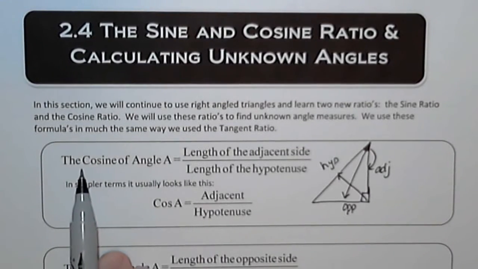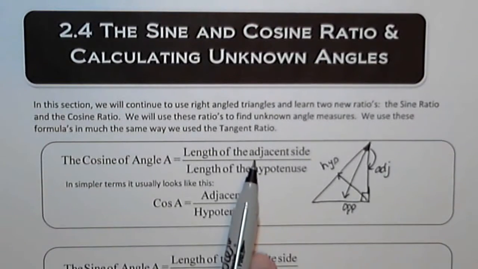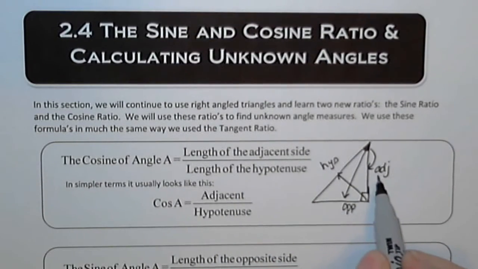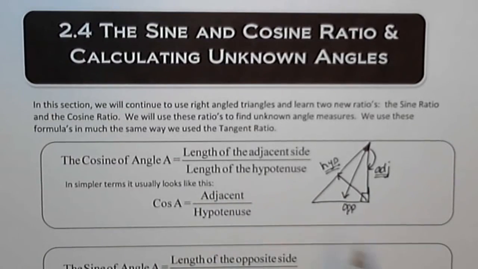Today we're going to learn first of all about the cosine of angle A, and the cosine of angle A is the length of the adjacent side, which is right here, divided by the length of the hypotenuse, which is here. The short form of that is cos of A equals adjacent over hypotenuse, or adj over hyp.